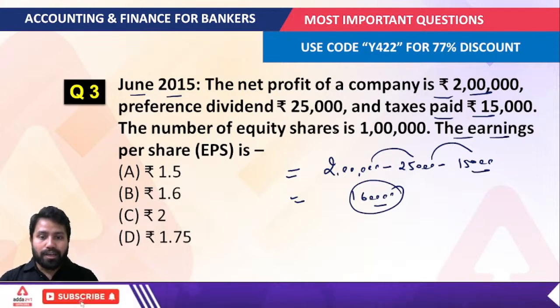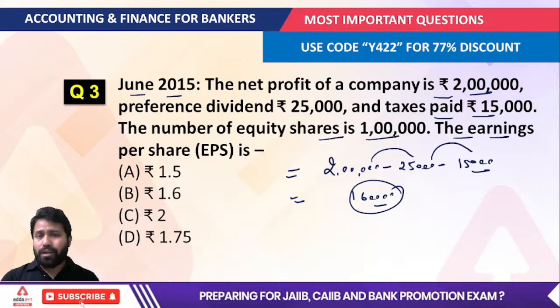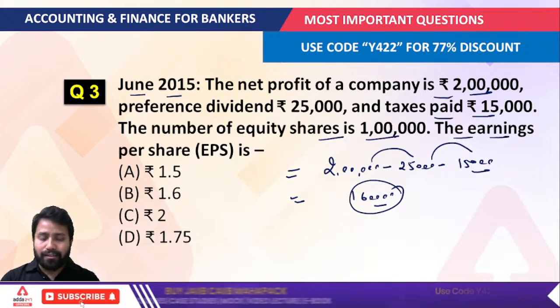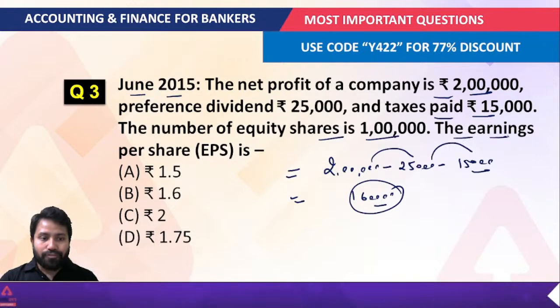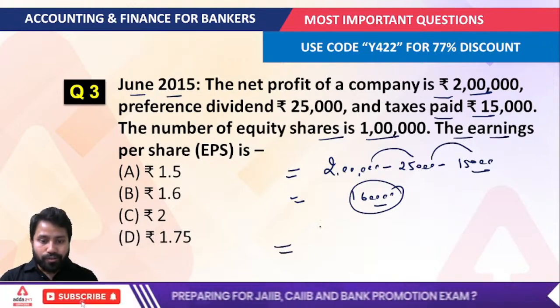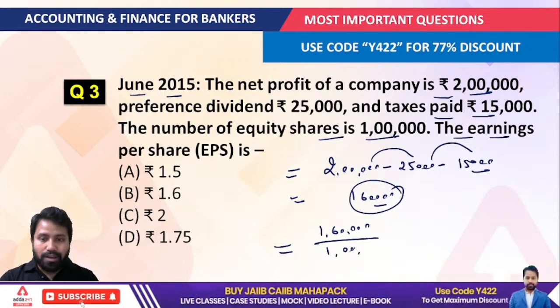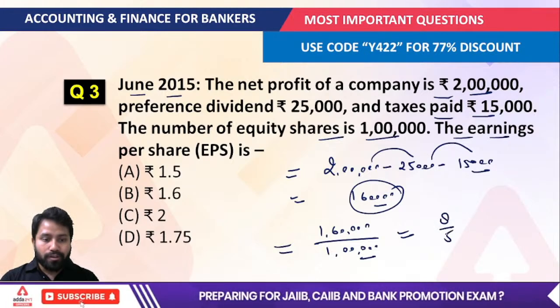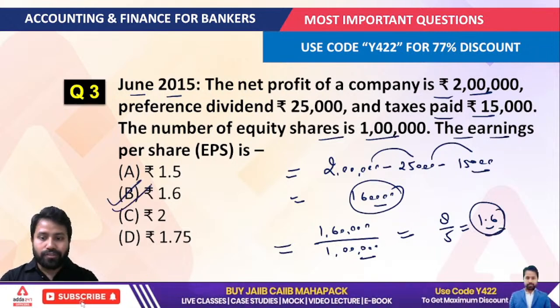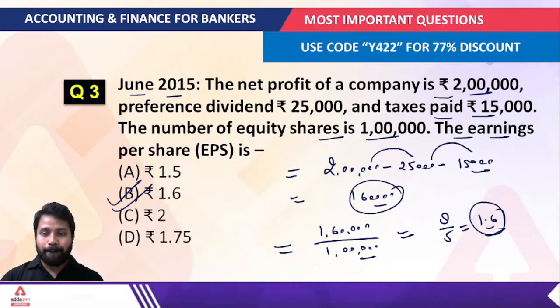Now the number of equity shares, or you can also say the outstanding shares, is 1 lakh. So to calculate the earning per share, we know this is 1 lakh 60,000, and that should be divided by the outstanding shares, which is 1 lakh. So this equals 8 by 5, or 1.6. The correct answer for this question is 1.6.